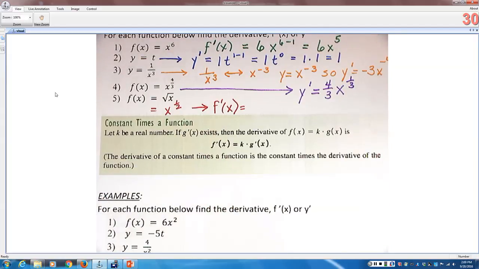What does the power rule say that you do? Okay, so what's the power rule say? It's right there on your handout. What do you do with the power? Where do you put it?